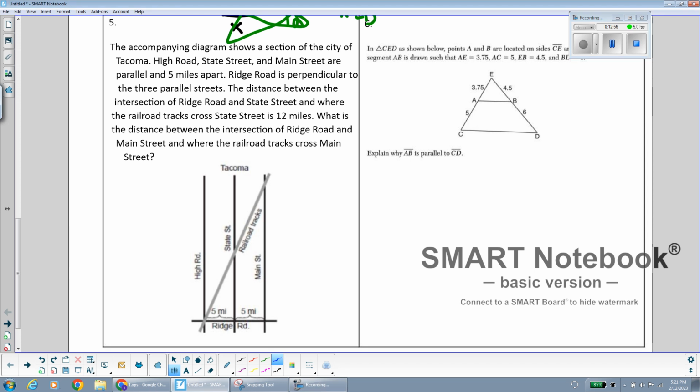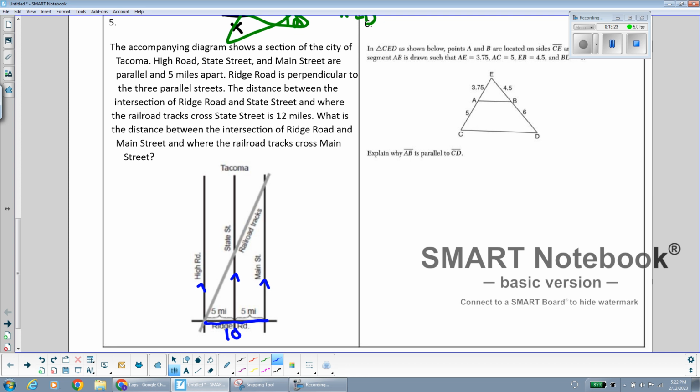The accompanying diagram shows a section of the city of Tacoma. High Road, State Street, and Main Street are parallel and 5 miles apart. So High Road, State Street, and Main Street are all parallel to each other. And as I can see marked in the diagram, they are 5 miles apart from each other. So that means in total, from High Road to Main Street, 5 plus 5 is 10. So I'm going to put that there, might be important.